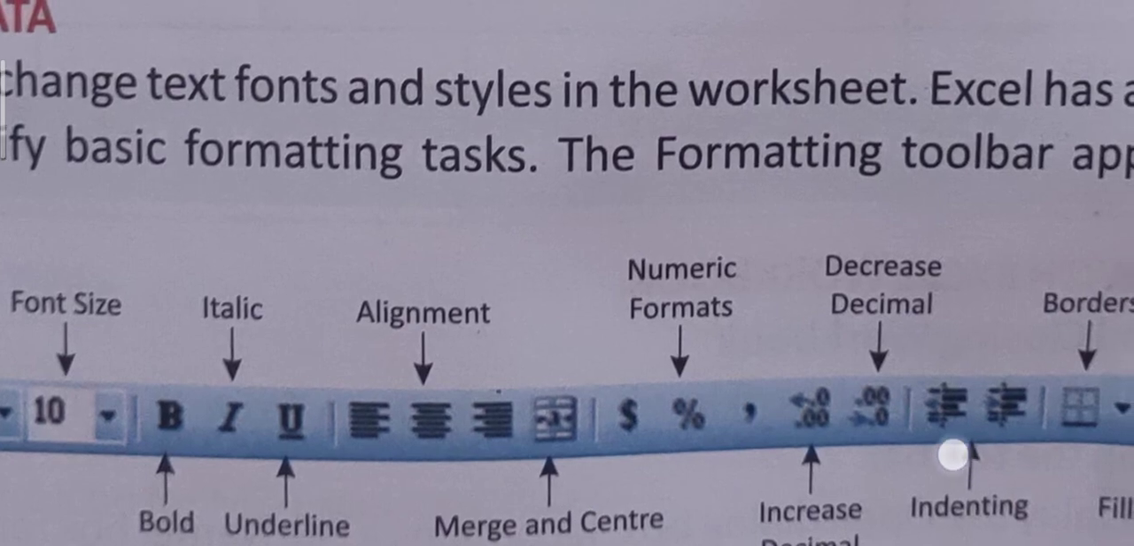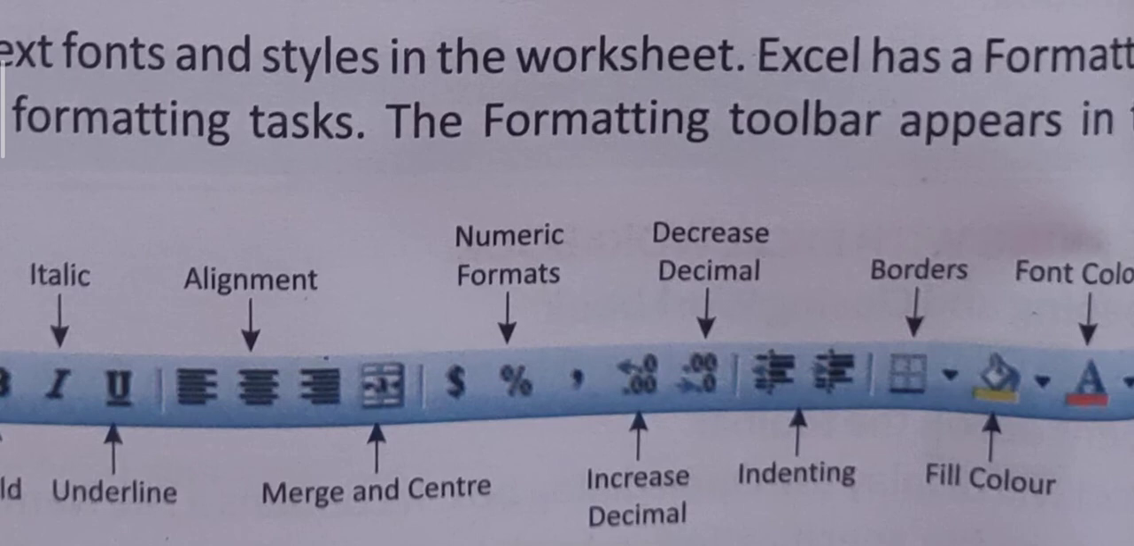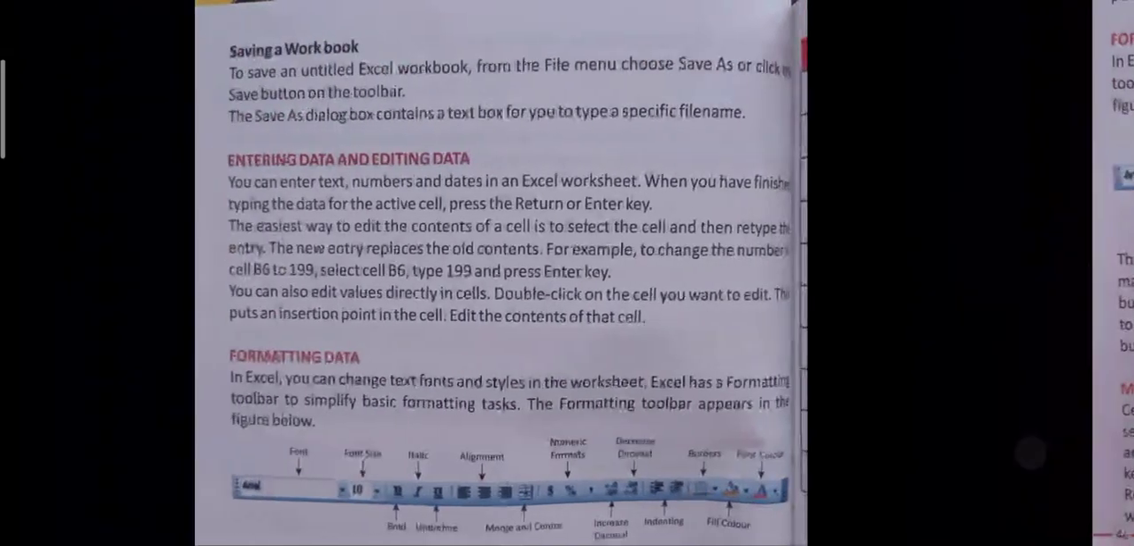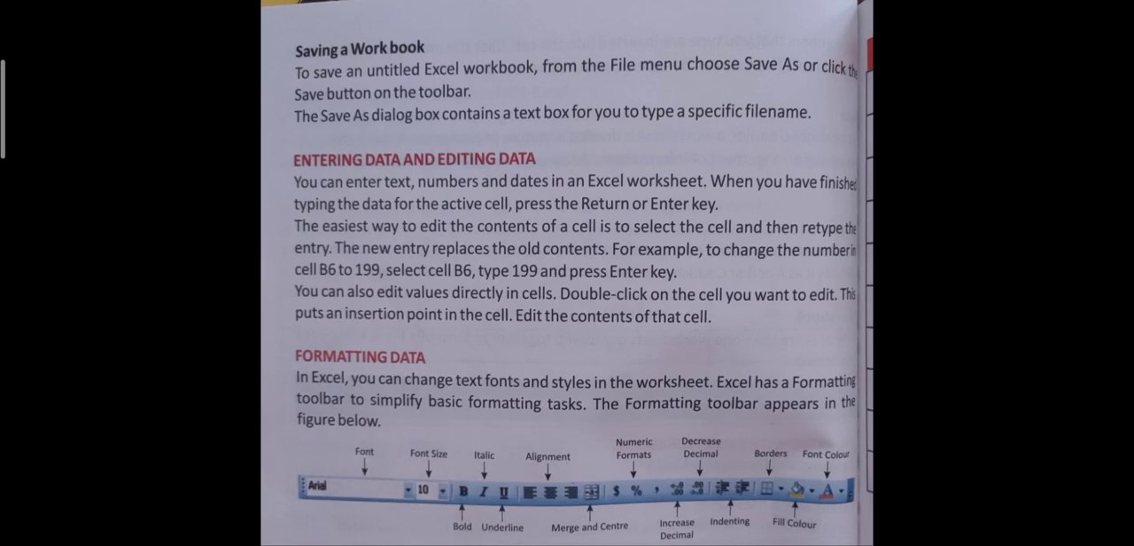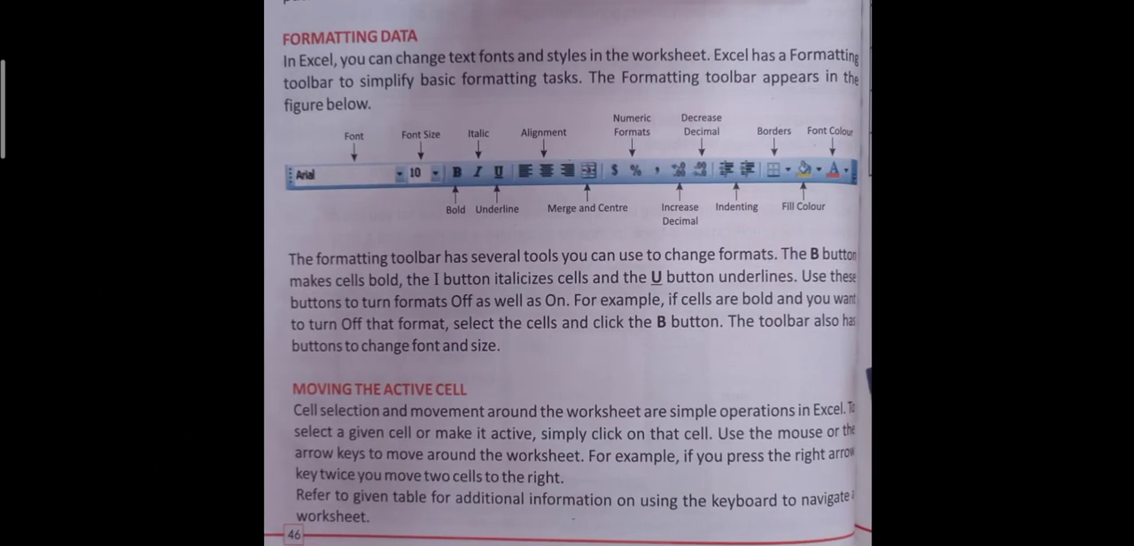You can use these various tools from this toolbar given over here in the Excel sheet itself. Decrease the decimal, increase the decimal, this is particularly for mathematical things. Indenting is moving the margins, and borders are also given, and font color is given. So, you can format the data.